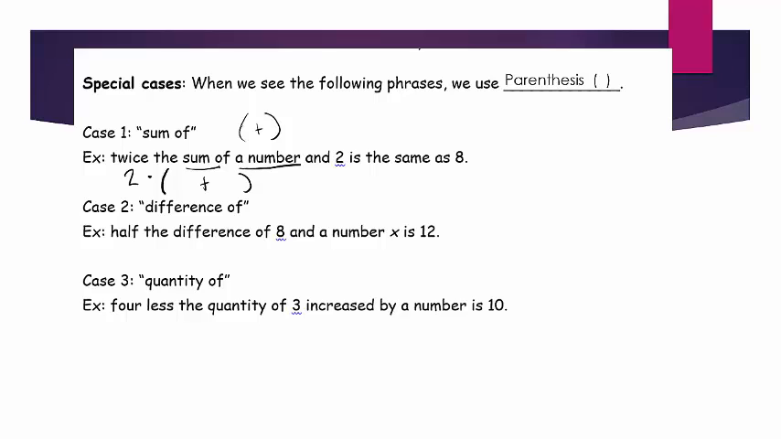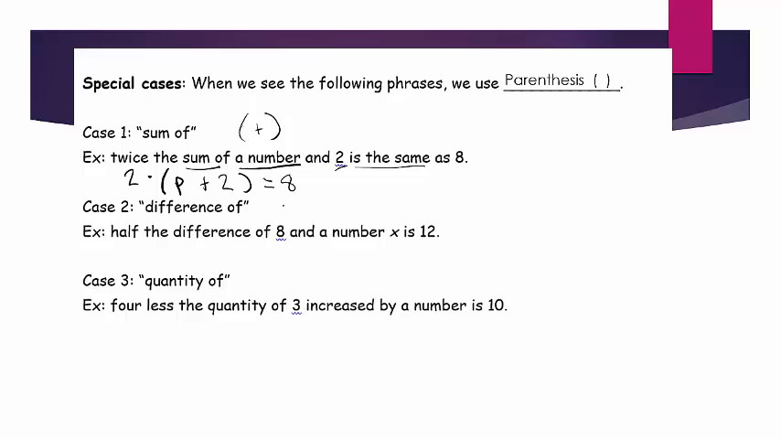A number, I'm not telling you, so you need to create a letter. And 2, so there you go. You're adding a number and 2. I see the word "is." Is means equals, and it equals 8.